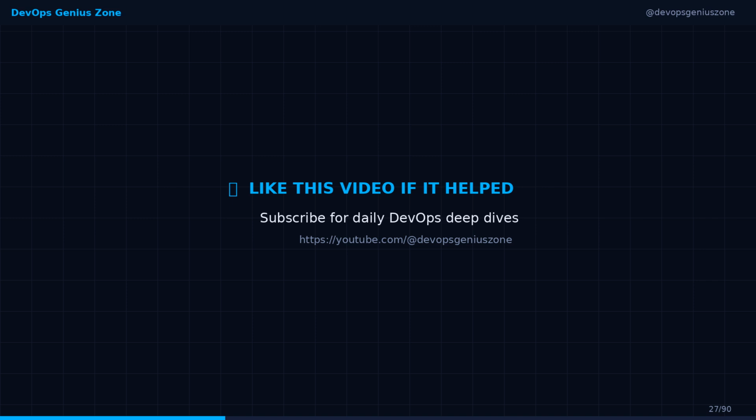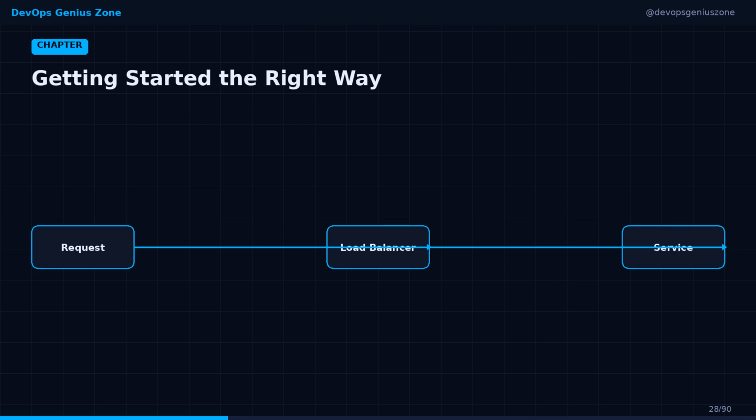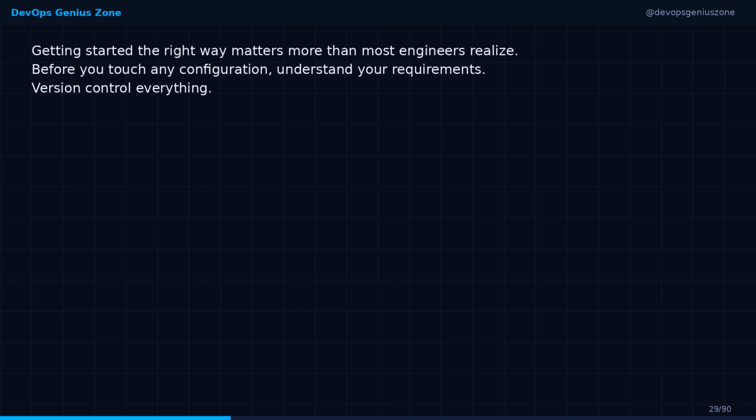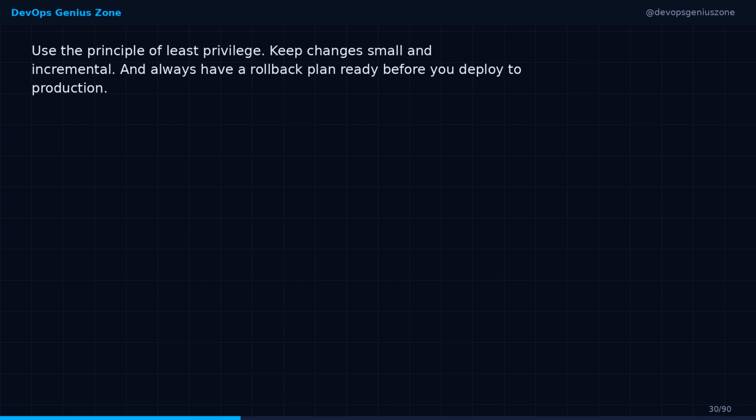Before you touch any configuration, understand your requirements. Version control everything. Use the principle of least privilege. Keep changes small and incremental. And always have a rollback plan ready before you deploy to production. I've seen so many engineers skip these steps with how to build and push Docker images with GitHub Actions and later regret it when they can't recover from a failed deployment. Your future self will thank you. I always tell my mentees, if you can't draw the architecture on a whiteboard, you're not ready to implement it.